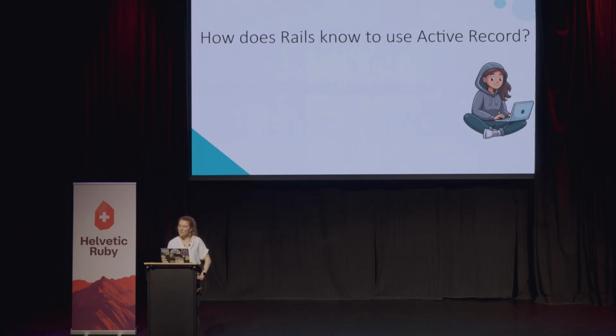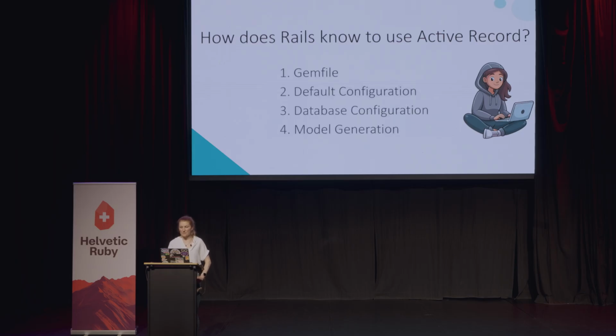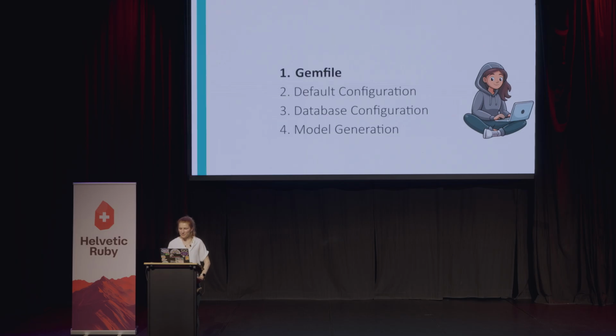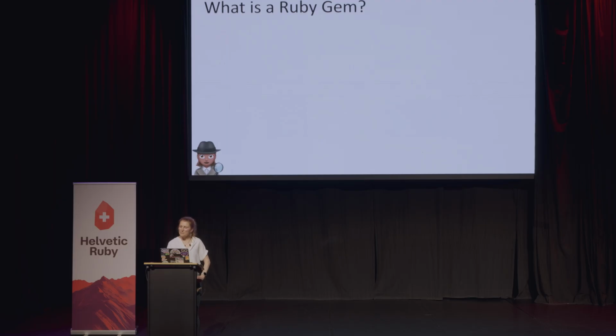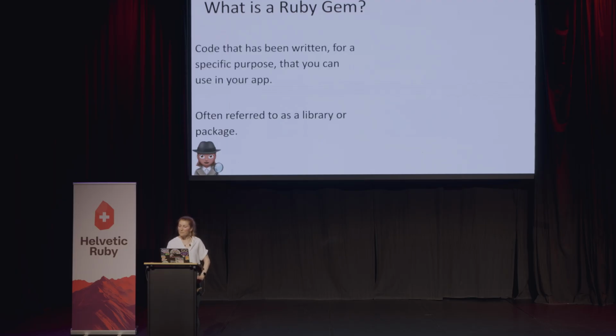That's a good start, but Zoe wanted to understand how ActiveRecord works within Rails. She identified 4 main areas in her app to explore: gem file, default configuration, database configuration, and model generation. Zoe starts with the gem file, but before heading to the gem file, she wanted to confirm exactly what a Ruby gem is. A Ruby gem is code that's been written for a specific purpose that can be used in anyone's application, so they don't have to write it all themselves.